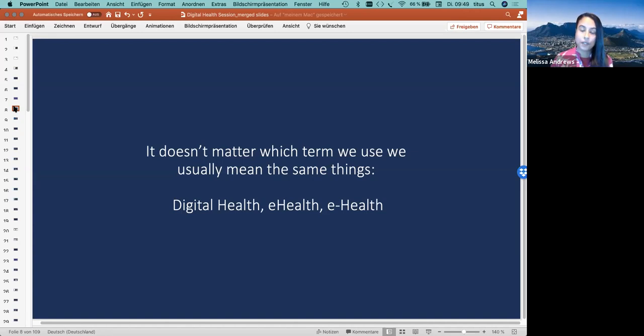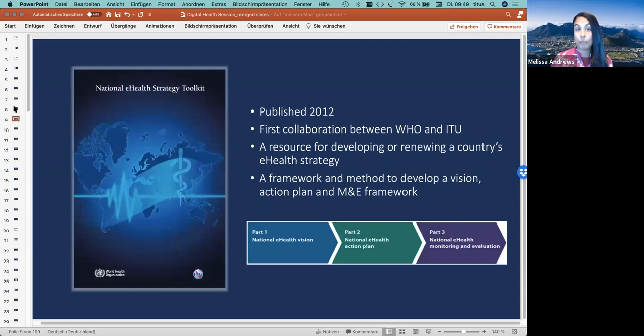Focusing on that, we've already published in the last decade, we're about a year away from it, the National E-Health Strategy and Toolkit. This was the first collaboration between WHO and the International Telecommunications Union. It was a resource to allow us to know what we're working towards as a community and to renew our e-health strategies per country. It's focused on 3 areas: a national e-health vision, a national e-health action plan, and a national e-health monitoring and evaluation plan. It's the framework that sets everything in place.